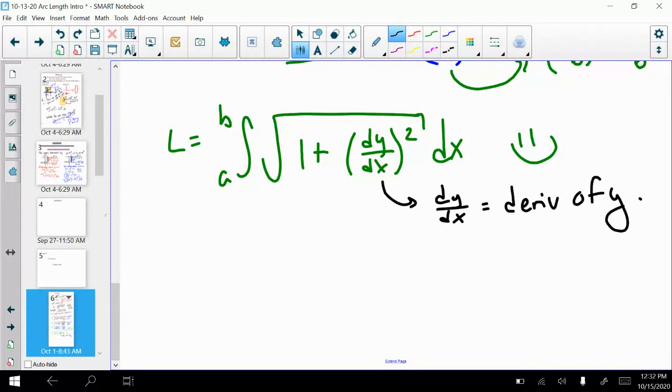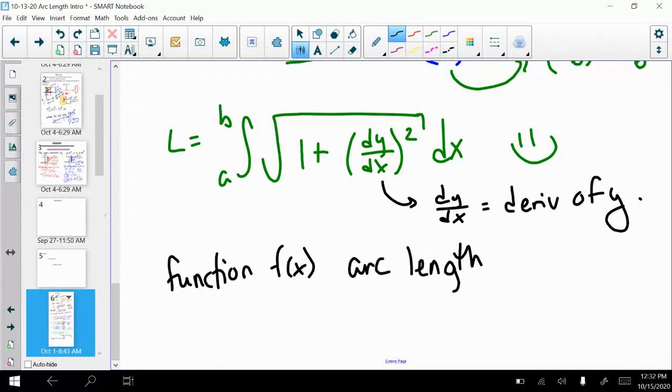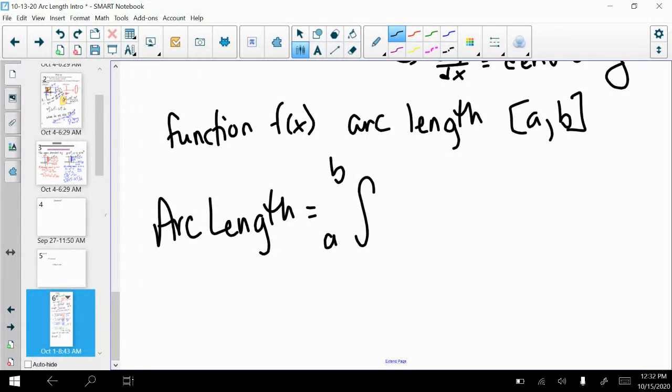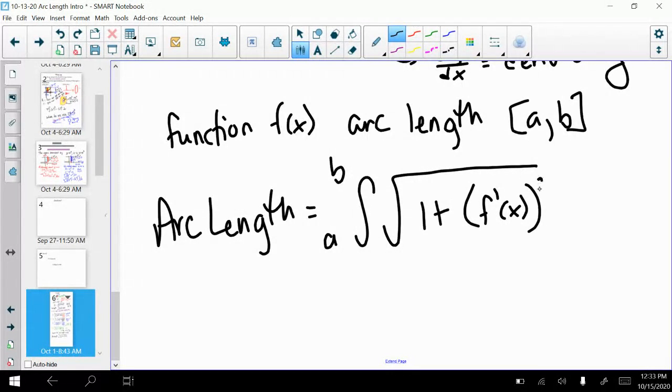So here's what's super cool. If I have a function f of x, and I want to find the arc length on some interval from a to b, then the formula for that arc length is the integral from a to b of the square root of 1 plus the derivative, so f prime of x, squared, dx. Okay.